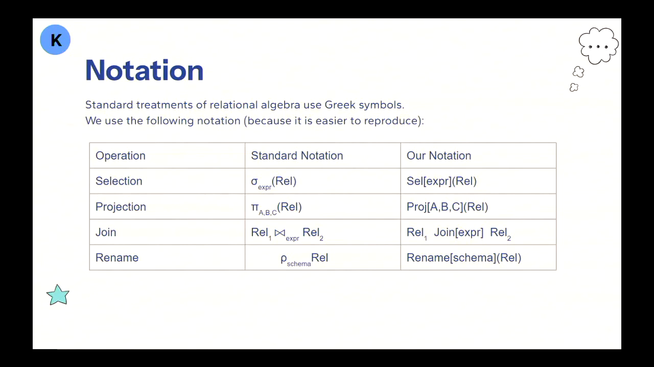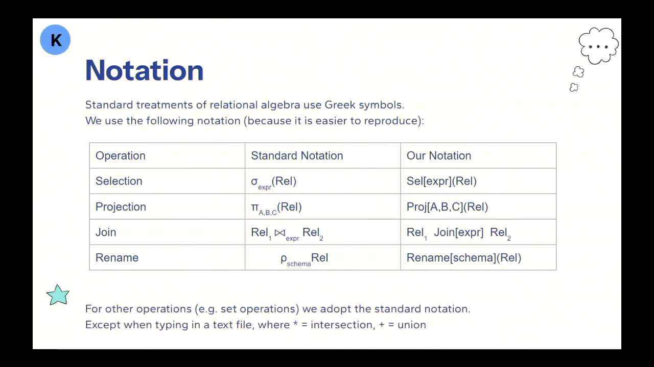Here are the notations we are going to use. Formally, relational algebra uses some Greek symbols, but for readability, let's use notation like this. Instead of using the Greek symbols, we will just use select to represent selection, project to represent projection, and join to represent join. I believe you have encountered this symbol in the last lecture. For rename, we just use the keyword rename. Let's use the following notations in our slides. For other operations, we adopt the standard notation.